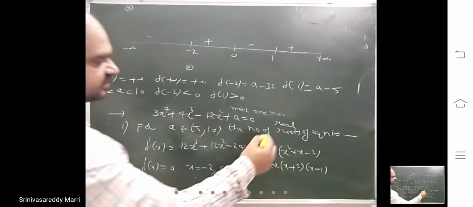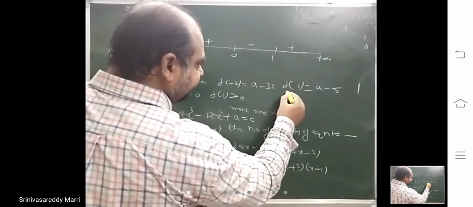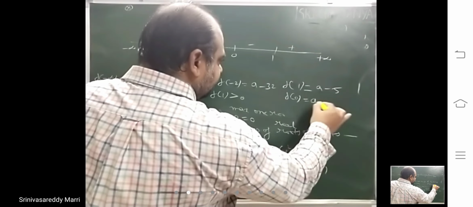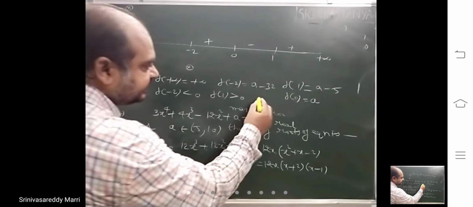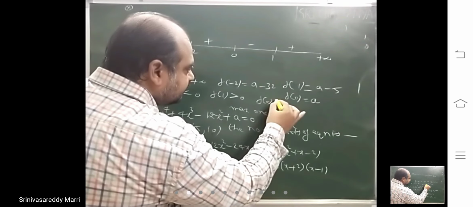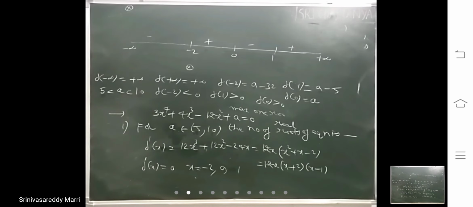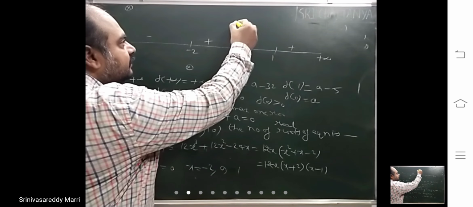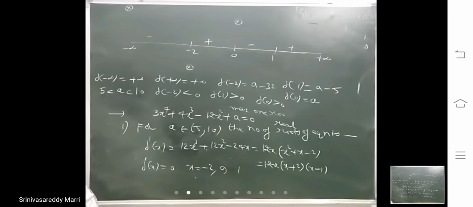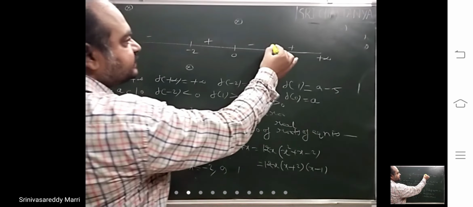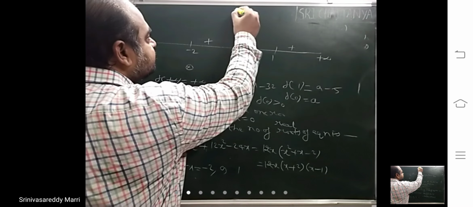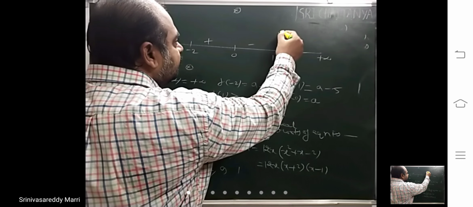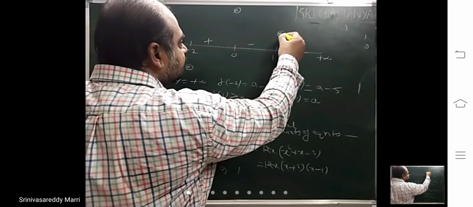Right, f of 0 also you must calculate. f of 0 is what? a. That means f of 0 is also positive. That means it will be positive here. f of 1 what you got? f of 1 positive. Look at, f of 0 positive you got, f of 1 also positive you got. Here itself you mark this.